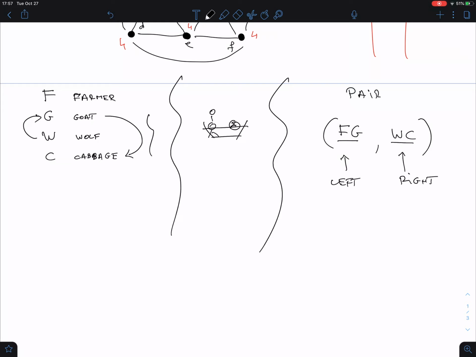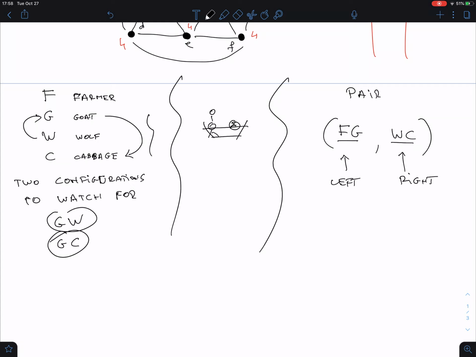But we have to exclude anything. So remember, the two configurations to watch for are the goat-wolf combination and the goat-cabbage combination. We never want them to be without a farmer. So these are kind of special, and therefore we will not allow them as a valid position.